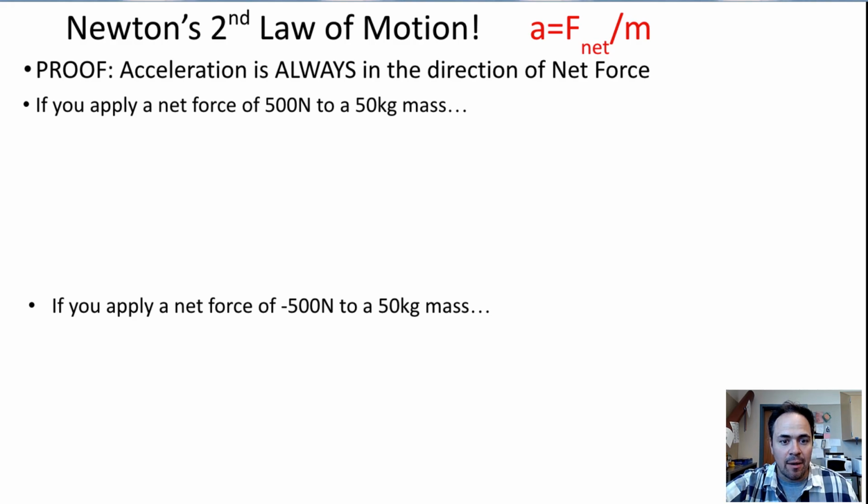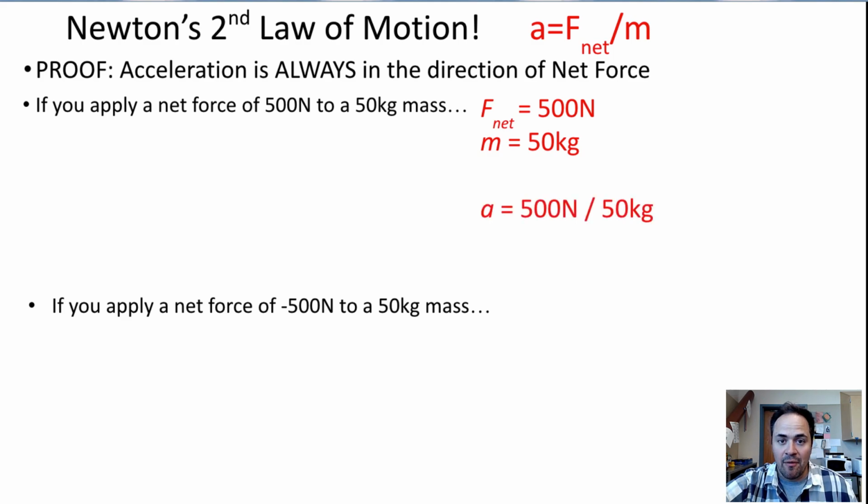So let's say we apply a net force of 500 newtons to a 50 kilogram mass. If we plug that into our formula for Newton's second law, we can see that 500 newtons divided by 50 kilograms gives us an acceleration of 10 meters per second squared. Pretty straightforward. But what if we reverse the direction of net force?